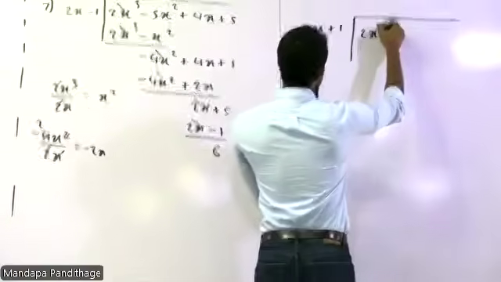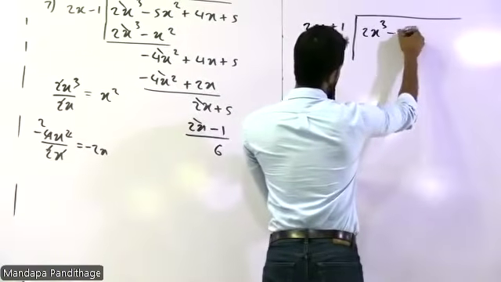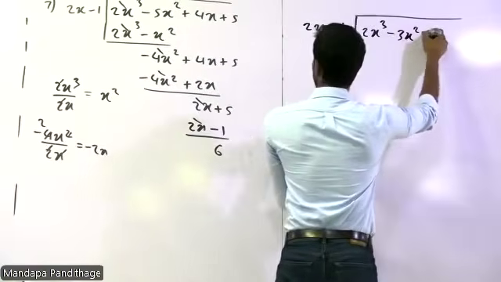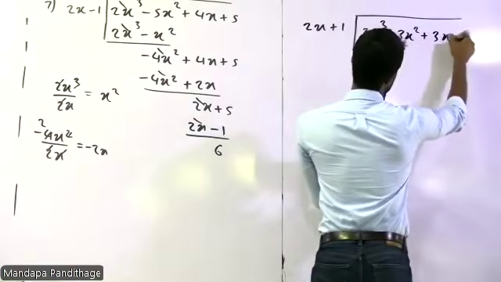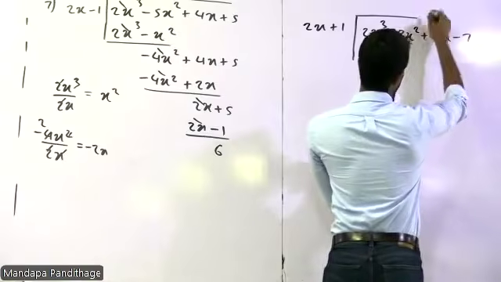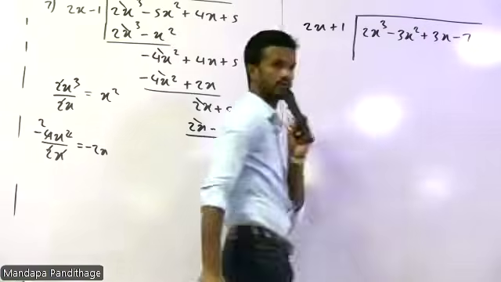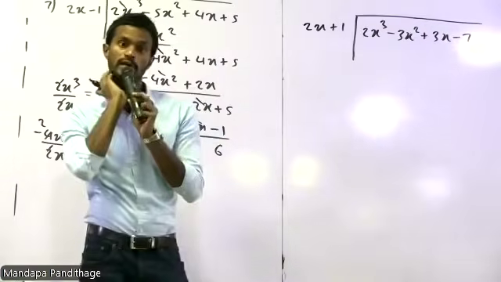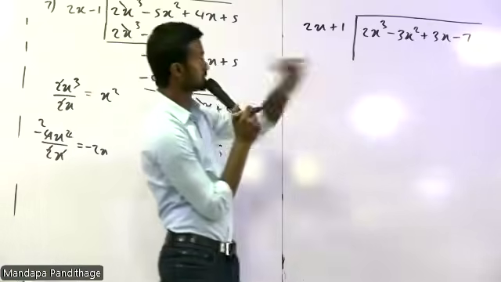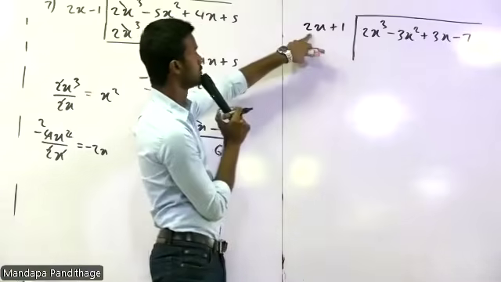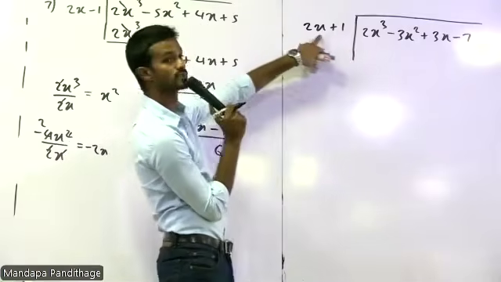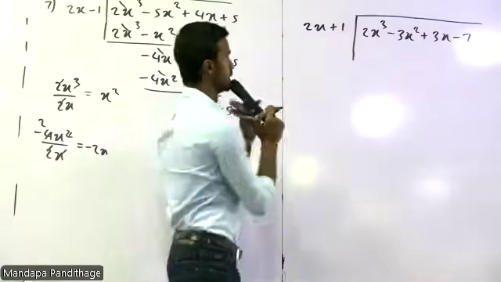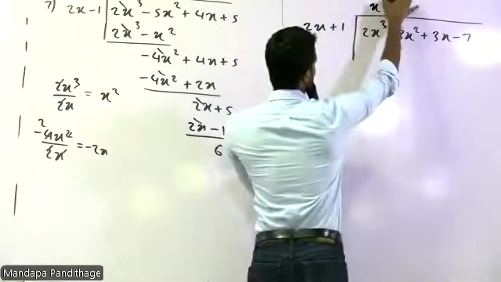2x cube minus 3x squared plus 3x minus 7. Now I'm going to divide this. So again, look at the board. How does this happen? 2x cube divided by 2x. 2 cancels off. What is remaining? x squared. So it's x squared remaining.